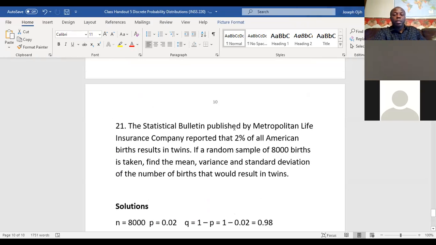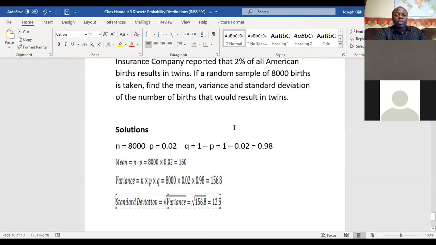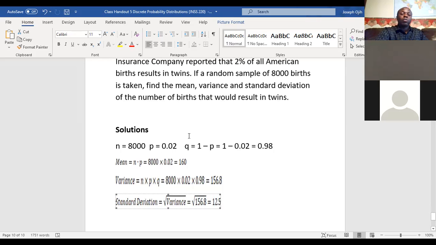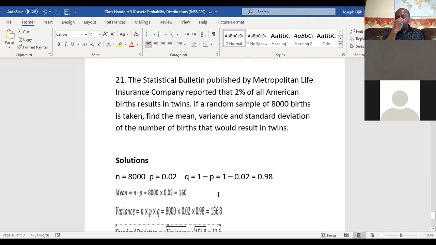So in summary, according to these calculations, the mean is 160, which means out of 8,000 births, an average of 160 result in twins. That's what it means. Our variance is 156.8, and the standard deviation is 12.5. If you have any questions, you can ask. Otherwise, let me just take your names and we can leave. I am all ears.